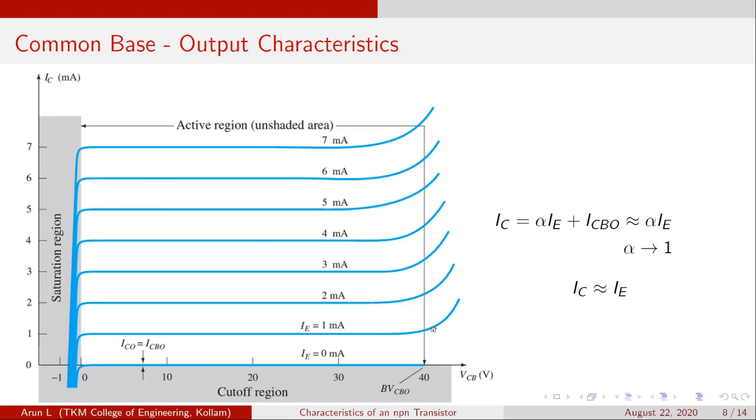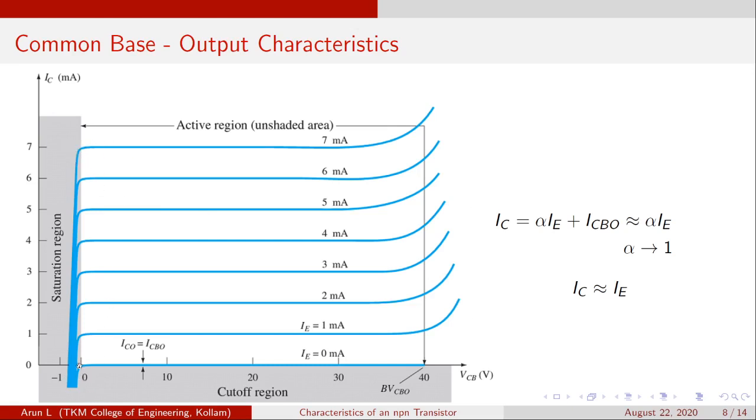Then towards the right of this graph, we can see an upward bend. Why does that happen? When you increase the VCB value above a particular limit, the reverse biased collector base junction may undergo avalanche breakdown. When the junction breaks down, the collector current will shoot up. It is an irreversible process, so the device will be damaged. So we will not go into this region during normal operation. Then there is a change in shape in this portion also.